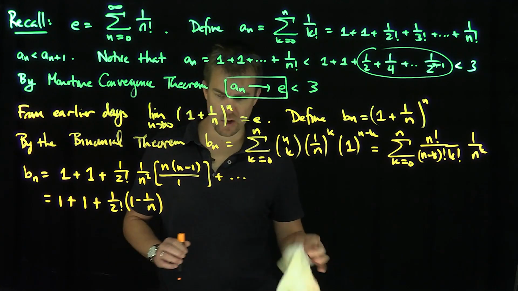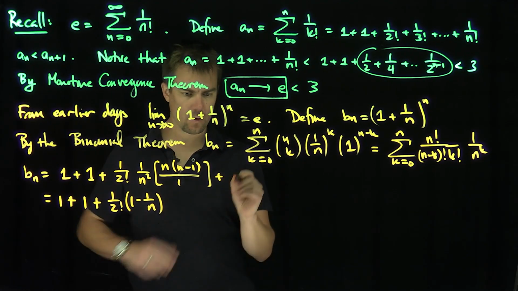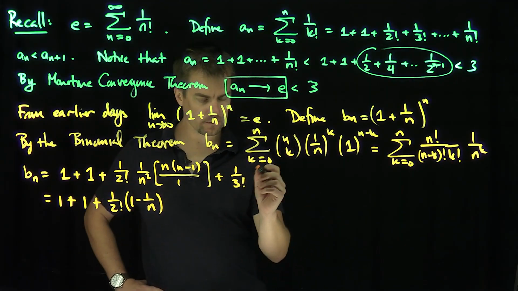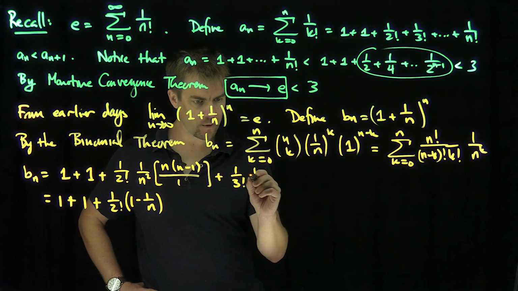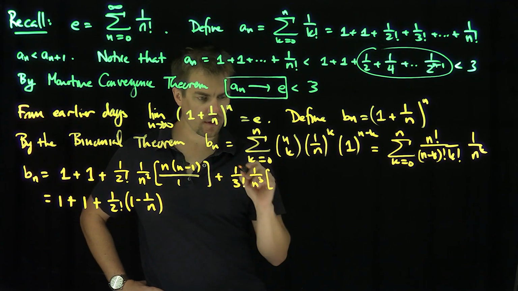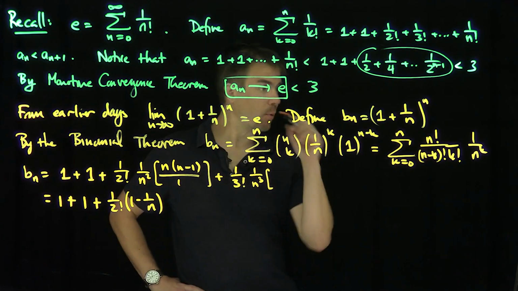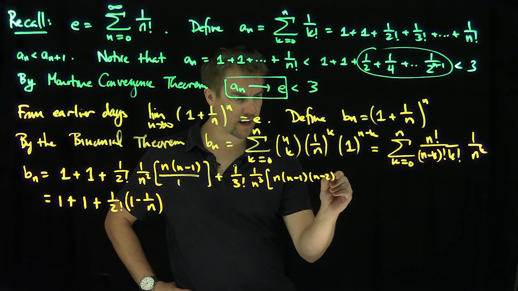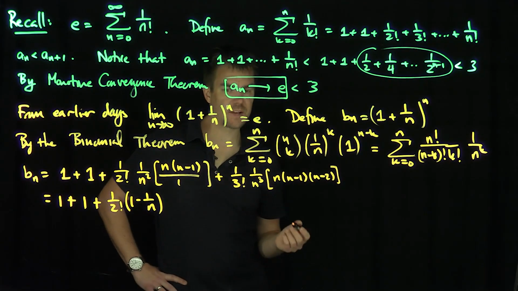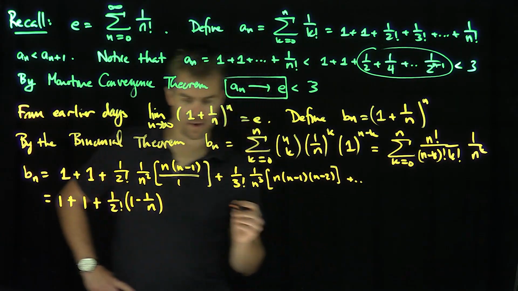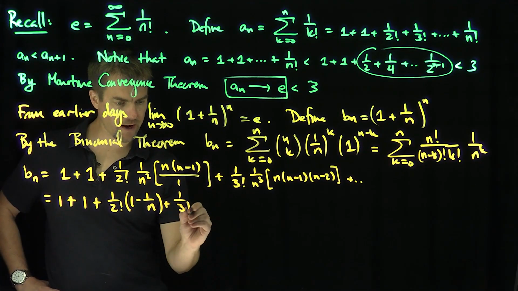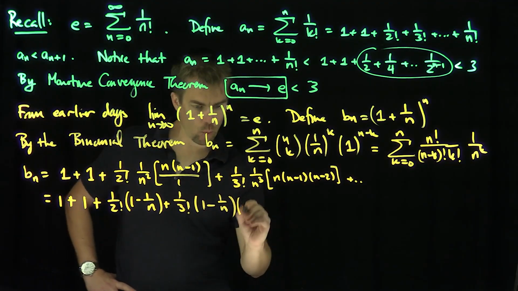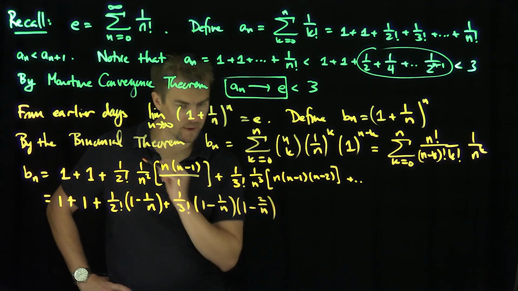The next term we're going to get is going to be a 1 over 3 factorial, right? Then we'll have an n cubed, 1 over n cubed. And then we'll have on top an n, then an n minus 1, then an n minus 2, like that. And by the same trick, this is a 1 over 3 factorial, and then a 1 minus 1 over n, and then a 1 minus 2 over n, okay?